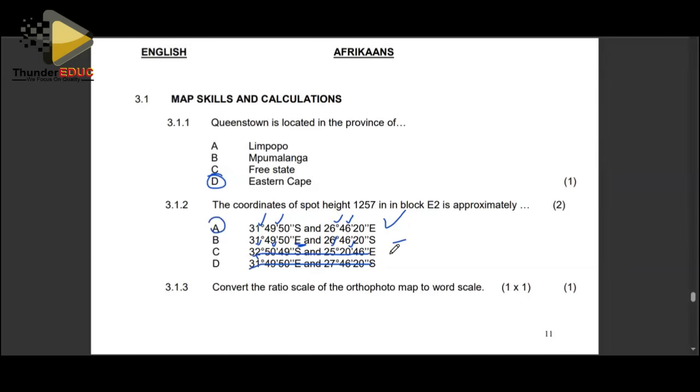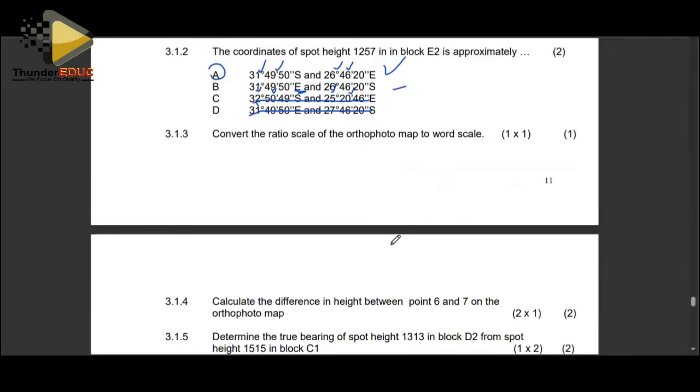Then convert the ratio scale of the orthophoto map to word scale. Word scale is a statement. Our ratio scale is 1 to 10,000. That must be obvious for every geographer to know the ratio scale of the orthophoto map. So we want to convert this to a statement.